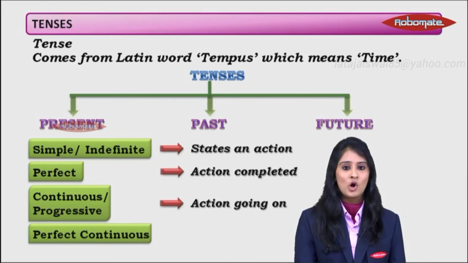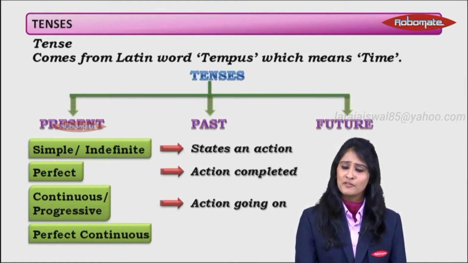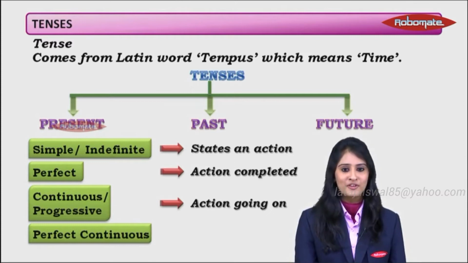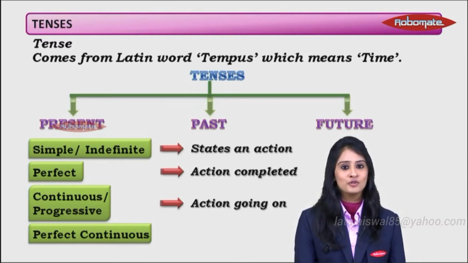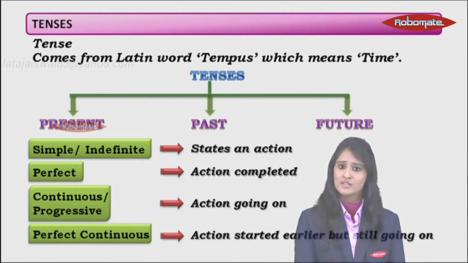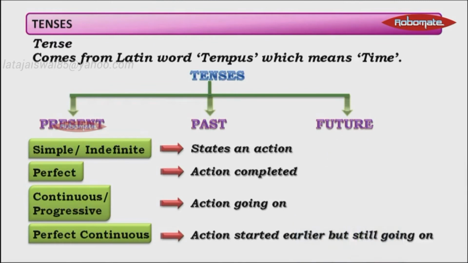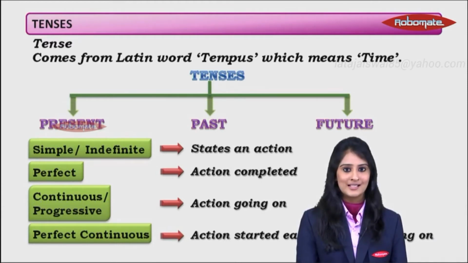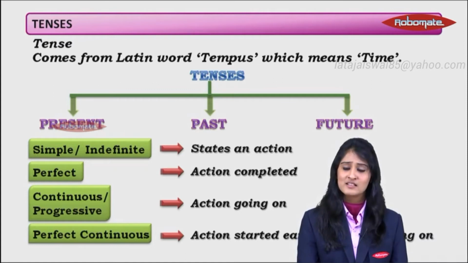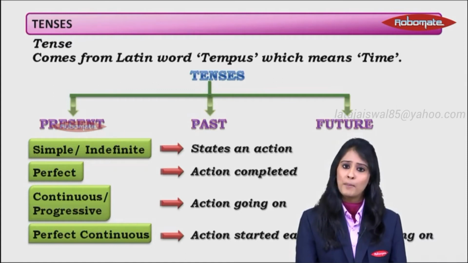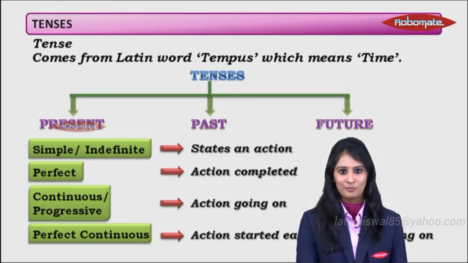No. 3 more are left. The types of perfect continuous. They are called present perfect continuous, past perfect continuous, and future perfect continuous. What does it indicate? It indicates an action that is started earlier but still it is going on. Thus, students, we have 12 tenses. The present tense is divided into 4, the past into 4, and the future also into 4.